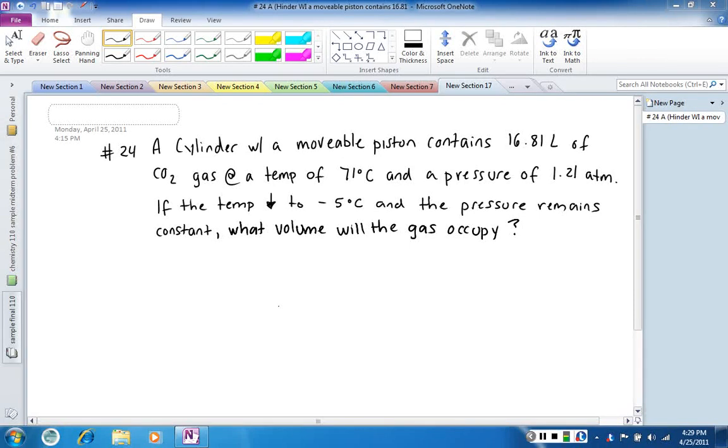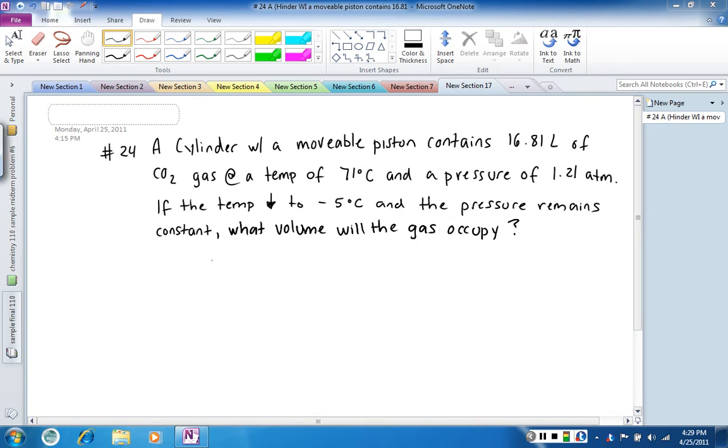This is number 24 of the sample final. It tells you there's a cylinder with a movable piston, contains 16.81 liters of CO2 gas at a temperature of 71 degrees Celsius and a pressure of 1.21 atmospheres. If the temperature goes down to -5 degrees Celsius and the pressure remains constant, what volume will the gas occupy? Not the new gas, the same gas. What volume will it occupy?